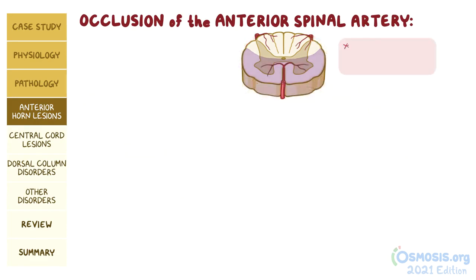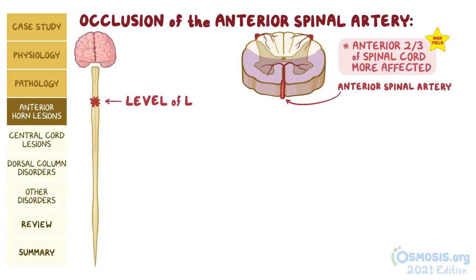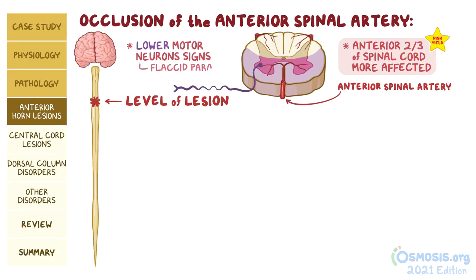Now, in this case, the anterior 2/3 of the spinal cord will be more affected since these are the areas supplied by the anterior spinal artery. As a result, at the level of lesion, the lower motor neurons of the anterior horns will be damaged, causing lower motor neuron signs bilaterally, like flaccid paralysis, and hypoactive deep tendon reflexes.